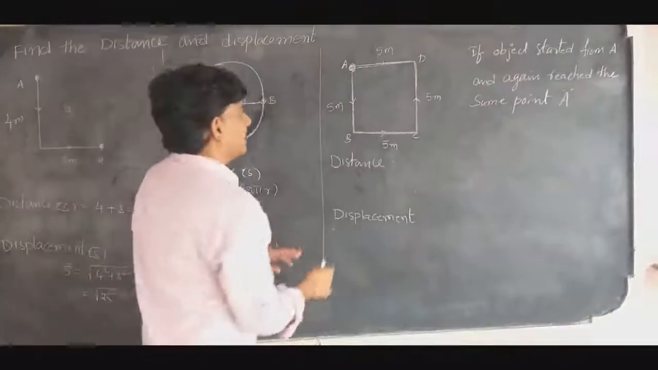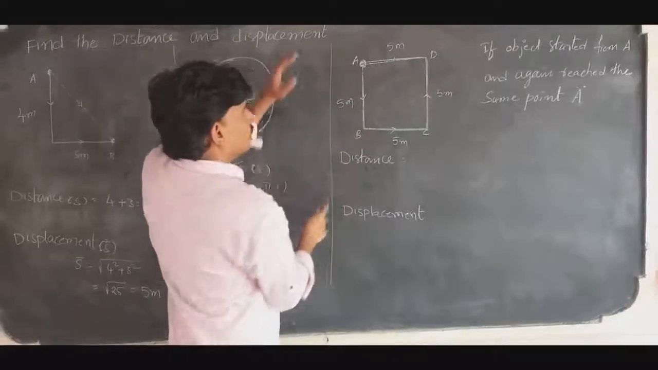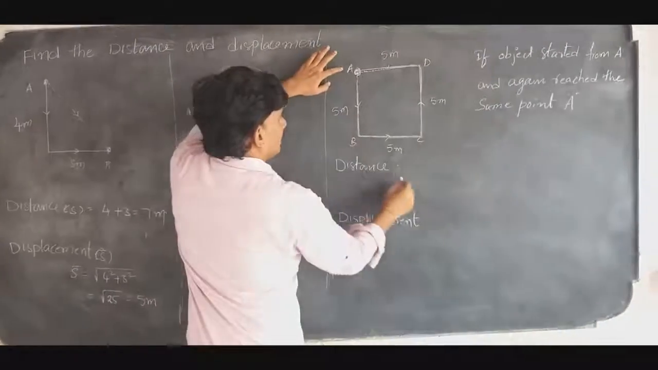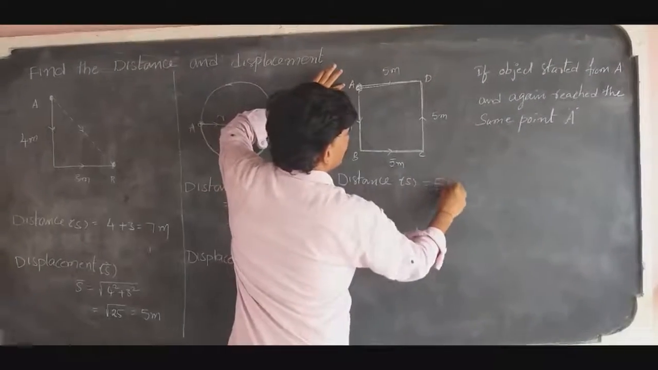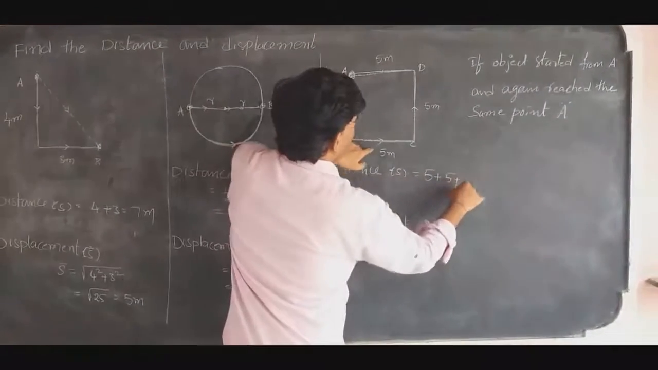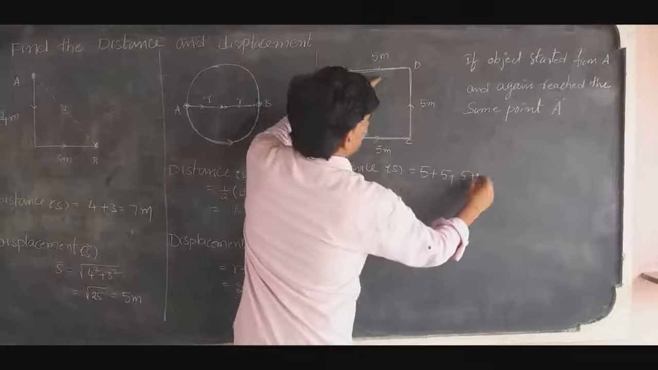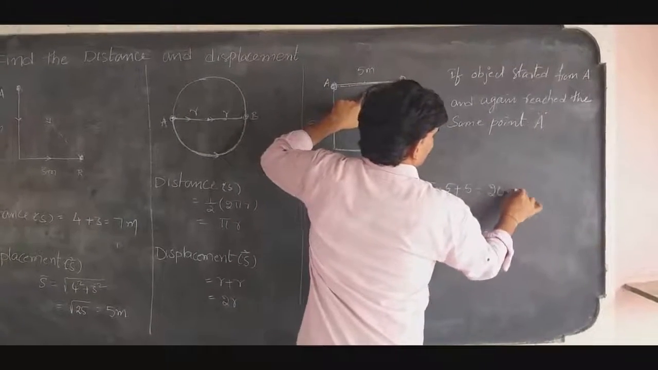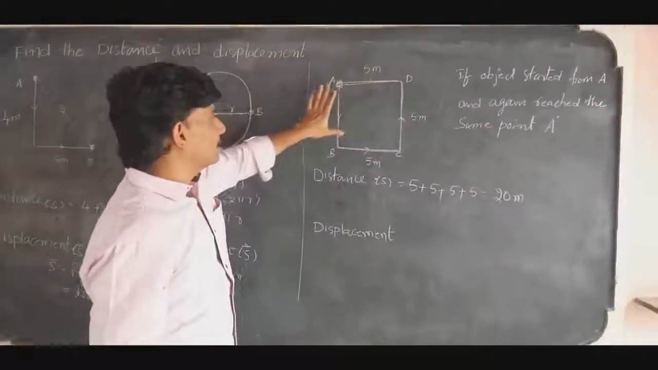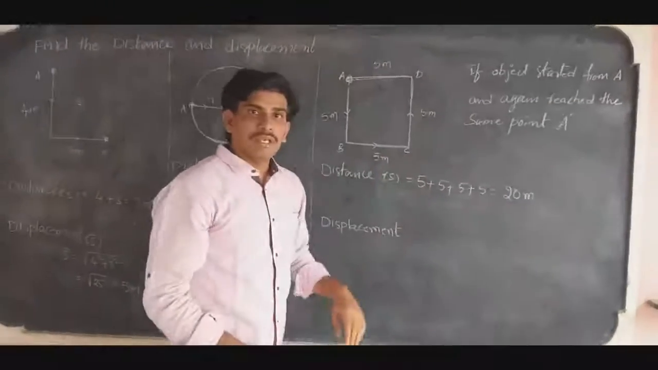So in this condition again he is asking what is the distance. As we know, the distance is nothing but the total path. That means the distance here is 5 plus 5 meters plus 5 meters plus 5 meters. That means 20 meters. So the total path covered in this condition, the distance, is 20 meters.